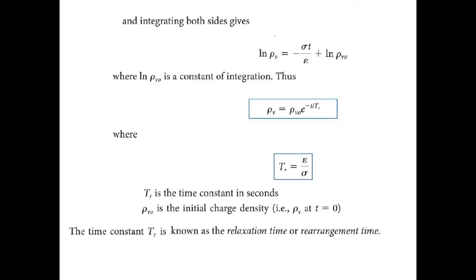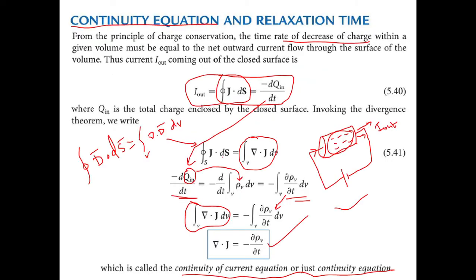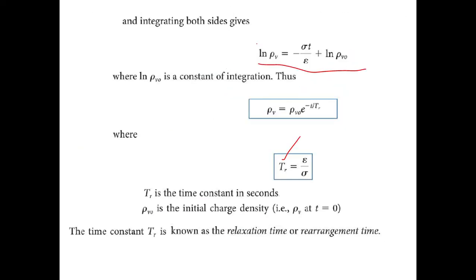Taking integration on both the sides, applying some mathematical formulas here, we get rho v is equal to rho v naught into e power minus t by tr, where tr is equal to epsilon by sigma. So this tr is called relaxation time. What was the derivation we were doing? We were doing it for continuity equation and relaxation time. Relaxation time is given by epsilon by sigma, where rho v naught is the initial charge density, that is rho v at t is equal to 0. So the time constant tr is known as relaxation time or rearrangement time.